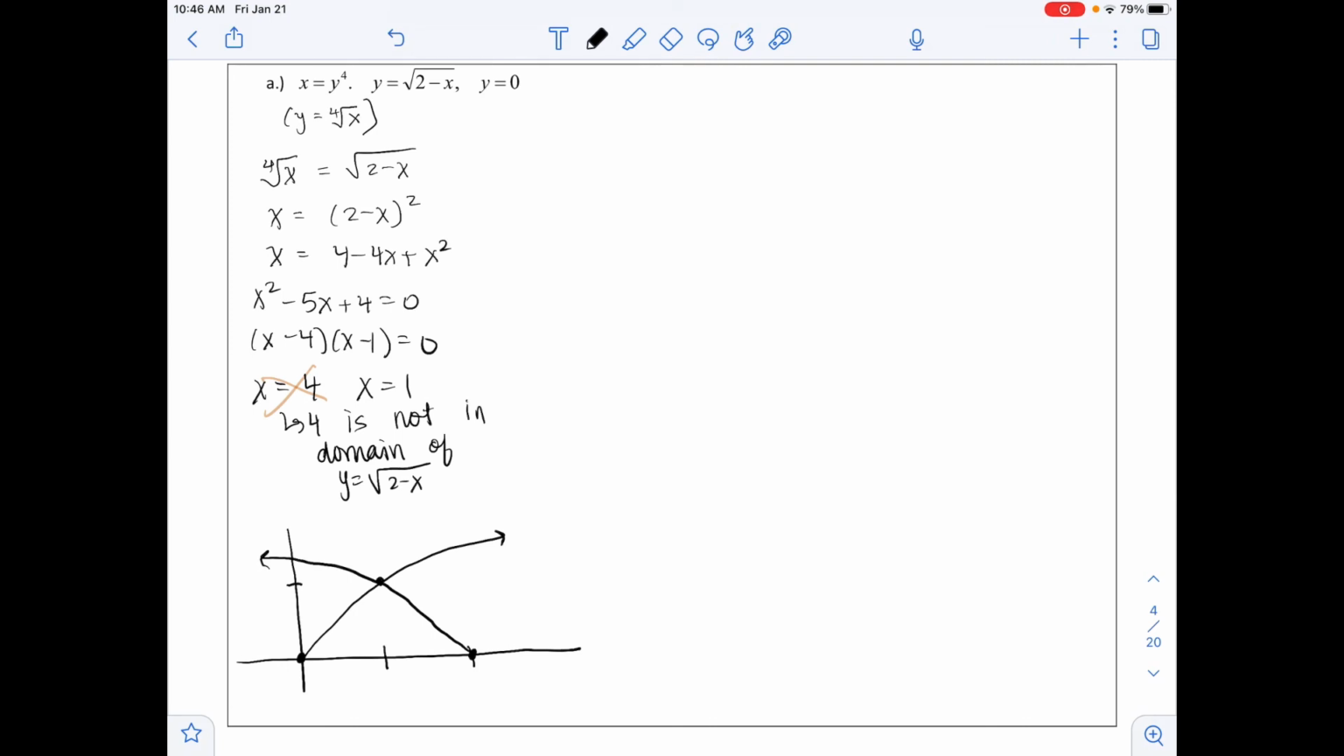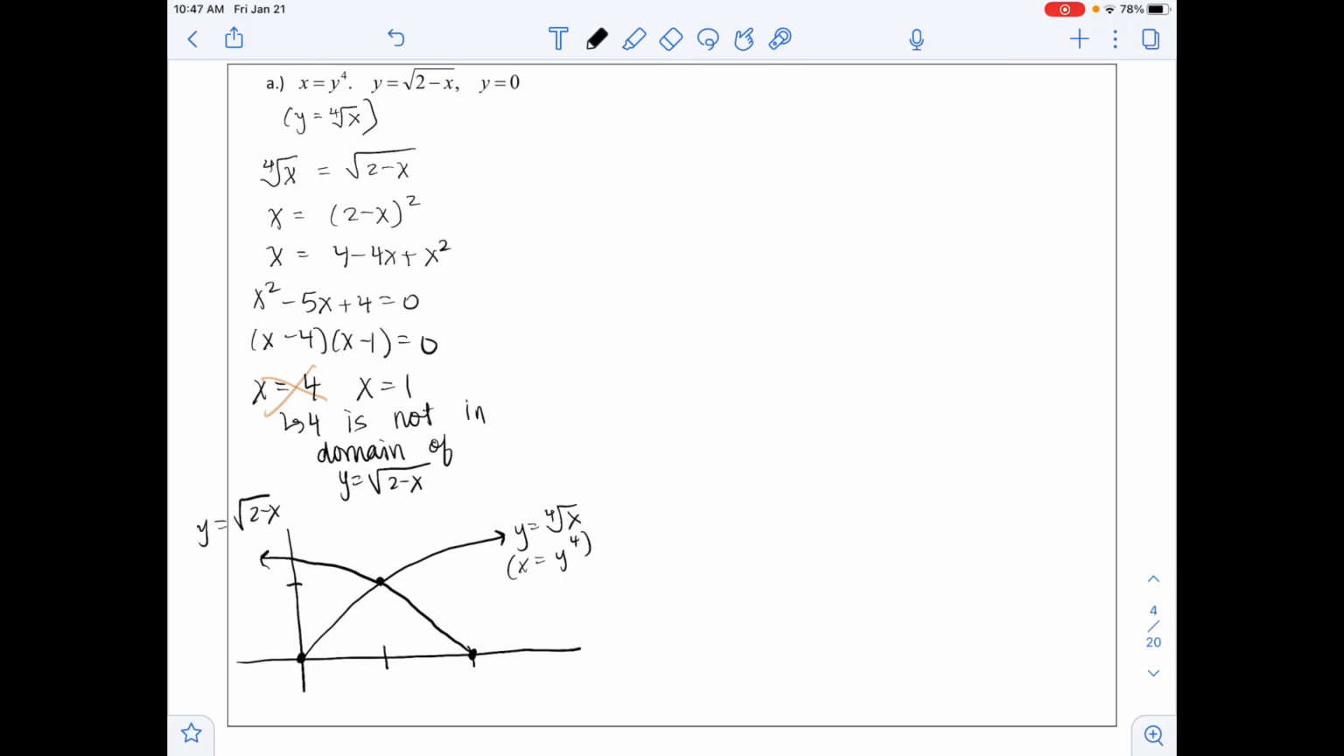The first one that I graphed was y equals the fourth root of x, or written as x equals y to the fourth. And then the second one that I graphed was y equals the square root of 2 minus x. You can definitely use any kind of shifting methods also that were discussed in pre-calculus to sketch your curves too. So here's my graph that I have.